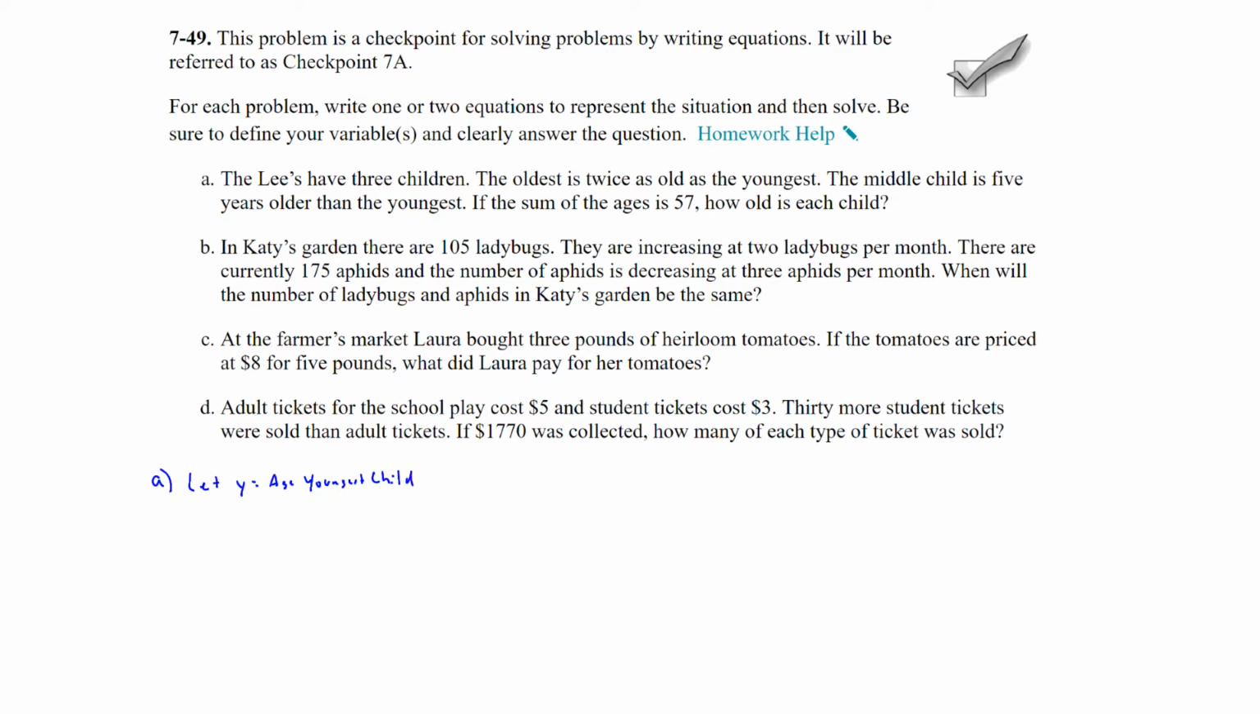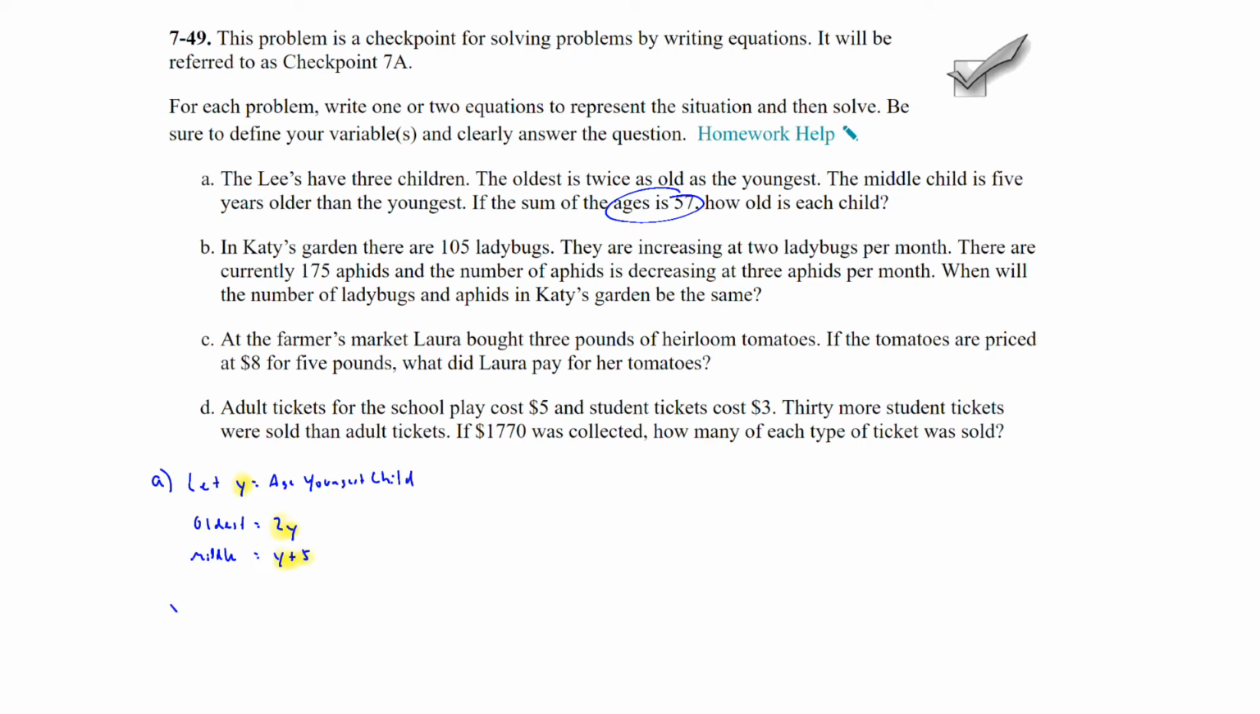Okay, and so if we know that, then we know the oldest child. The oldest is twice as old as the youngest, so that's 2 times y. And then we know the middle one is 5 years older than the youngest, so that would be y plus 5. And so we have the age of the youngest, the middle, and the oldest. So if we know that the sum of the ages is 57, how old is each child?